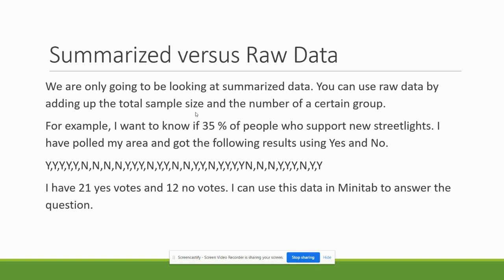So then I can use that data in Minitab. I want to know if they support it. So 21 out of my 33 votes are in support of the streetlights. Then from there, using that 21 out of 33, I can test to see if 35% support the new streetlights.